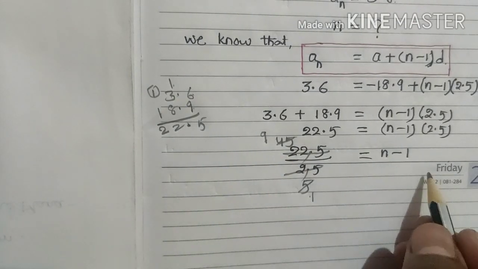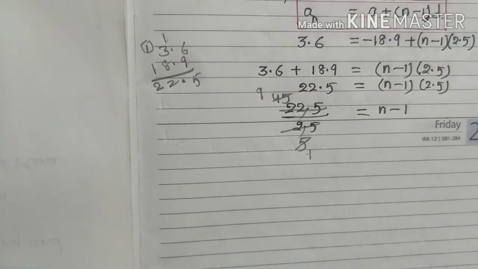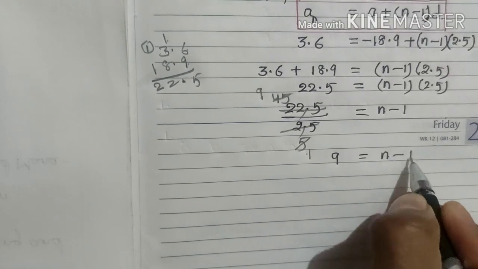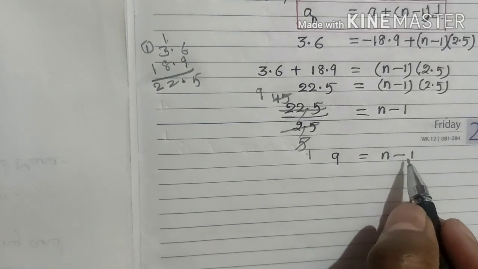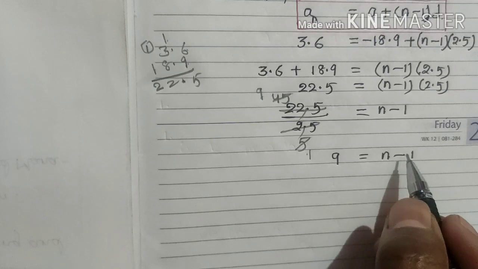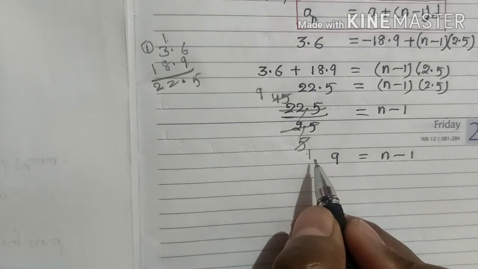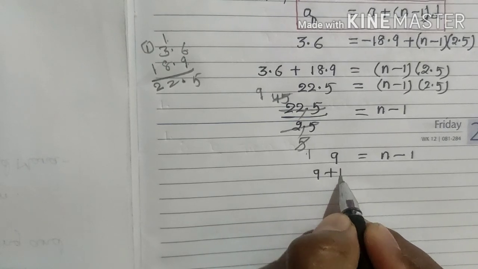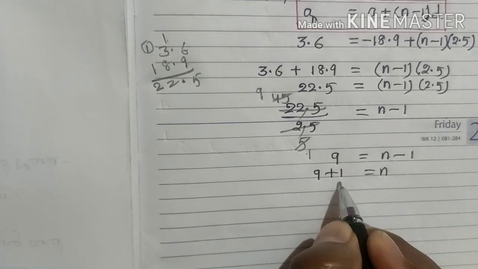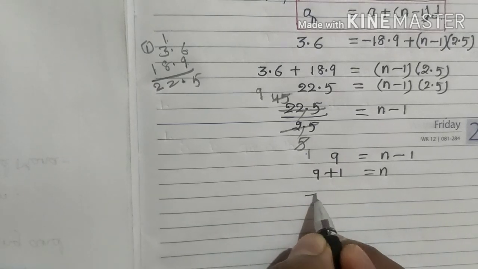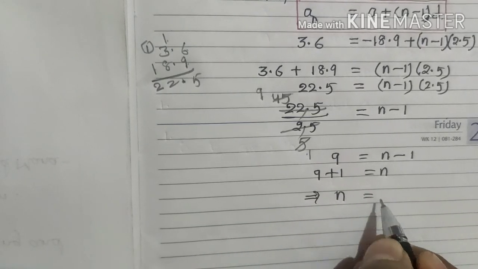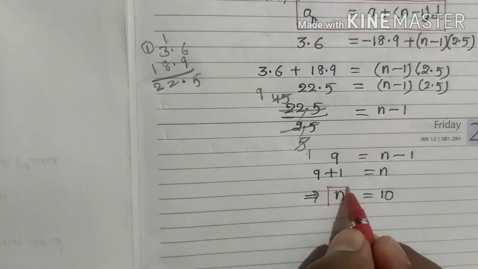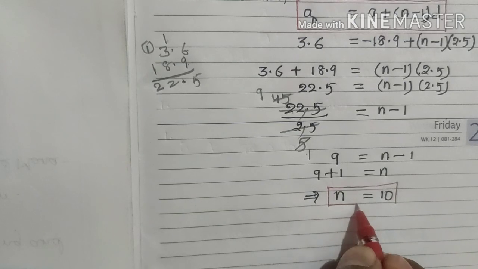So 9 is equal to n minus 1. You need only the n value, so you have to transpose this minus 1 to the left hand side. It will become plus 1. So 9 plus 1 is equal to n. 9 plus 1 is 10. So 10 equals n. Further, you can write that the n value is 10. So this is the value of n, found by using the formula of the nth term.